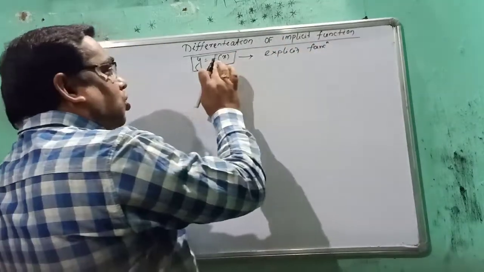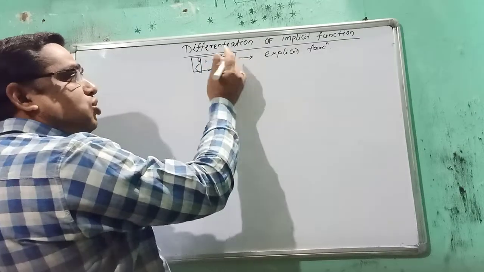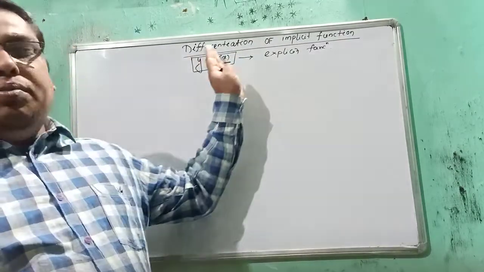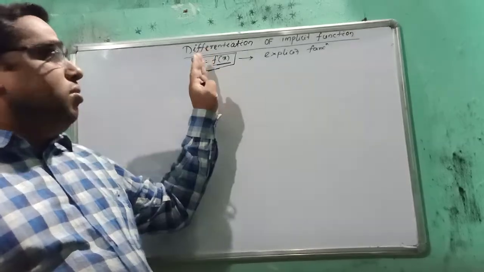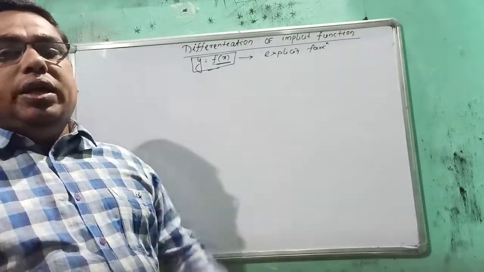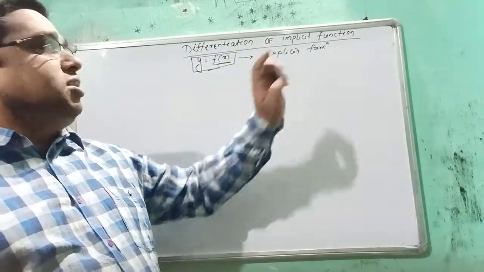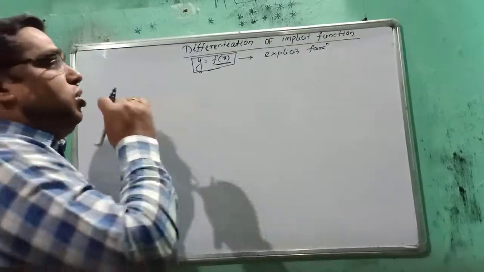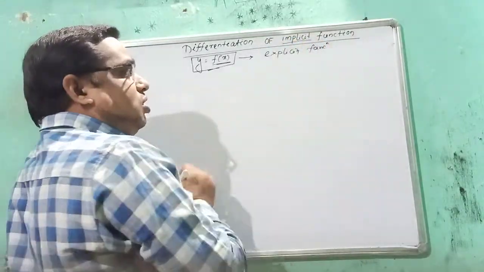That means all the function of x is on one side, the independent variable is on one side, and the dependent variable is on one side. It is known as an explicit function. Now we will discuss the implicit function.